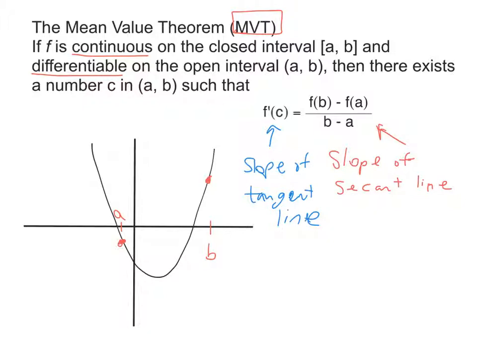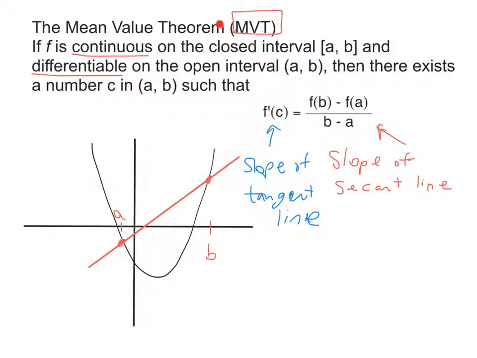Okay, so if I want to find the slope of that line, well, I've got an x and a y value at this point, an x and a y value at this point. If I take y sub 2, which would be my f of b, minus f of a, divided by b minus a, I'll get the slope of this secant line, which would look something like that. So on this right side of the equation, I've got the slope of this secant line.